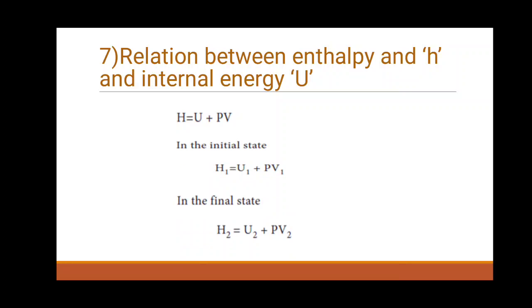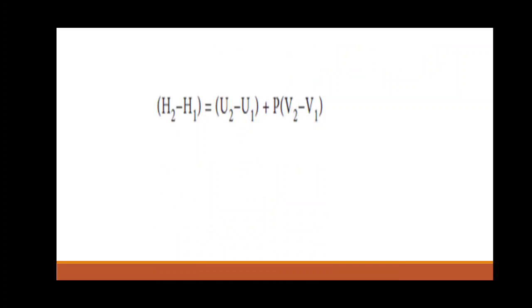Next step, change in enthalpy, final state minus initial state. So H2 minus H1 equal to U2 minus U1 plus P times V2 minus V1 at constant pressure. How can we write H2 minus H1? Del H. U2 minus U1 is del U, V2 minus V1 is del V. So del H equal to del U plus P del V. This is the change in enthalpy.